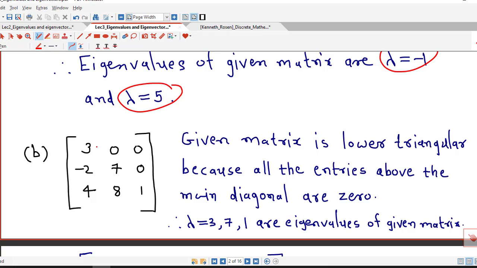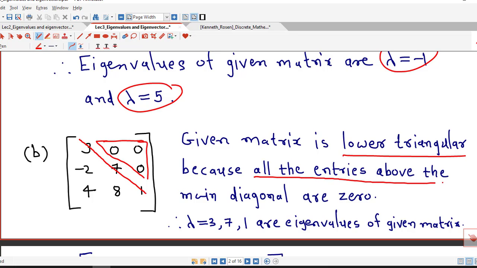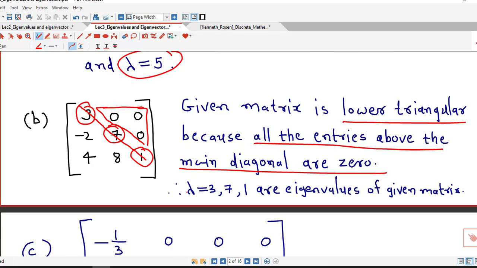This is another matrix. We can concentrate on the main diagonal. So we observe that entries above the main diagonal are 0. These are the entries above the main diagonal, and all entries above the main diagonal are 0. Therefore this matrix is lower triangular. The given matrix is lower triangular because all the entries above the main diagonal are 0. Therefore eigenvalues are the entries on the main diagonal, which are 3, 7 and 1. So lambda equal to 3, 7, 1 are eigenvalues of the given matrix.